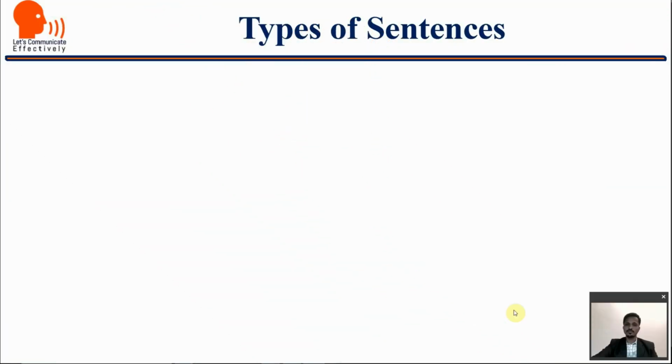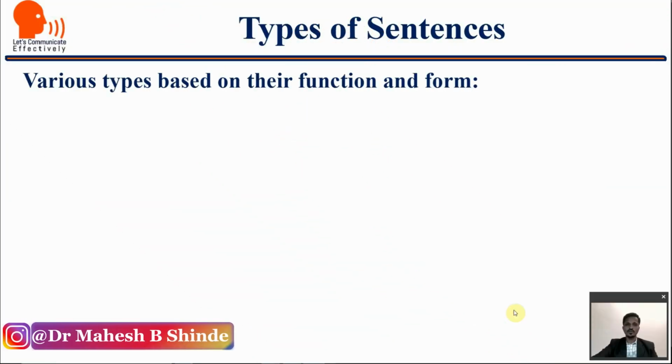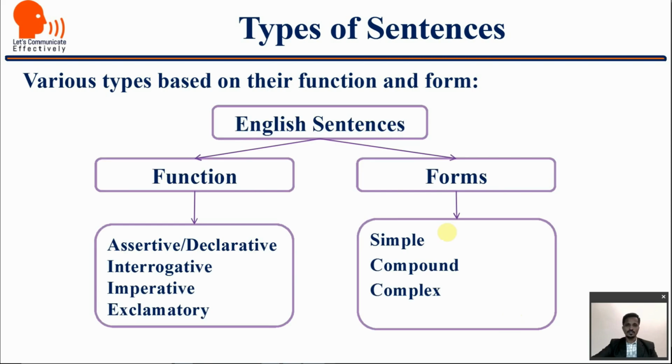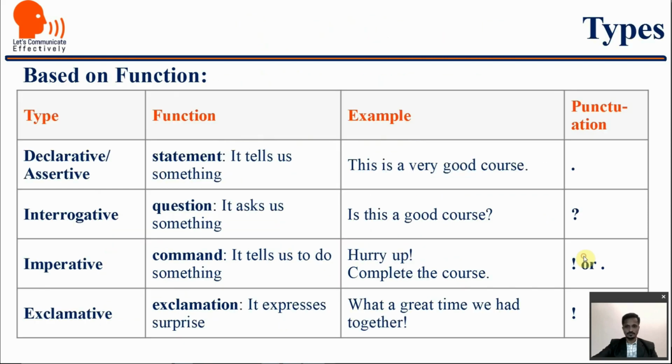Today's session, types of sentences. Based on their function and form, they are divided into various types, various categories. So this is how the division is done. English sentences based on their function have various types like assertive or declarative, interrogative, imperative, exclamatory; simple, compound and complex based on their forms.